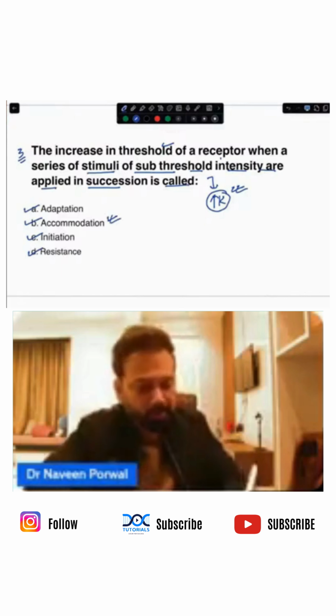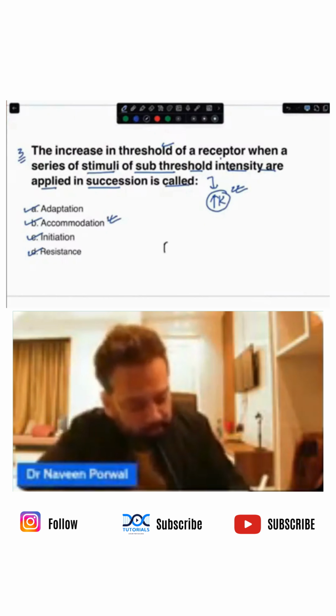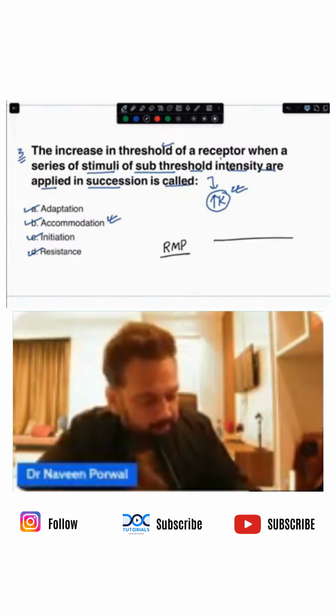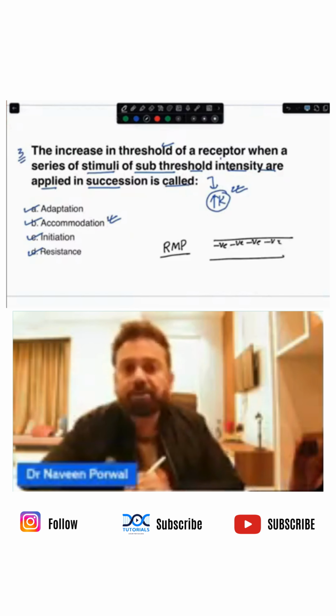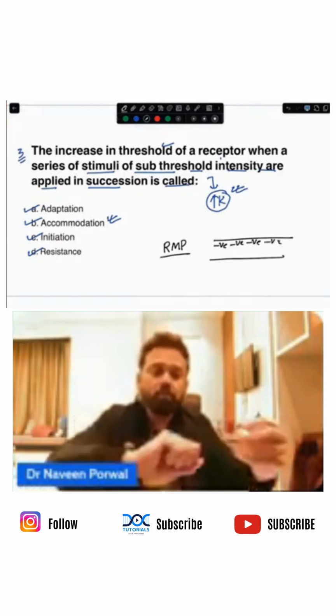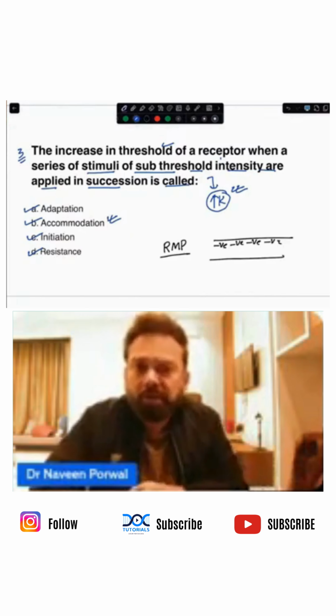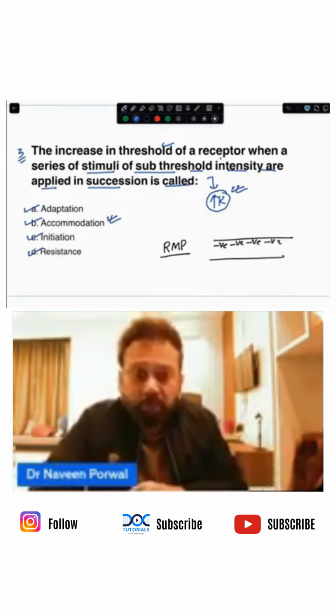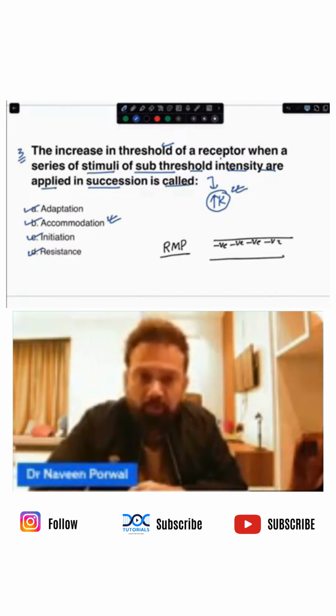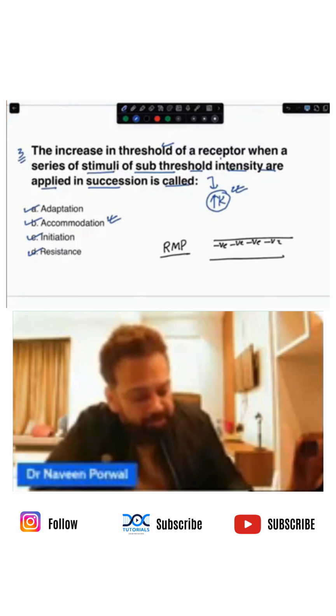Let me brief this topic. You know RMP, resting membrane potential. What is RMP? It is the negative charge inside the cell membrane. Whenever I ask what it is generated by, I've seen a lot of people saying sodium potassium pump. That is absolutely wrong. It can be maintained by the pump, but it is generated by potassium efflux.